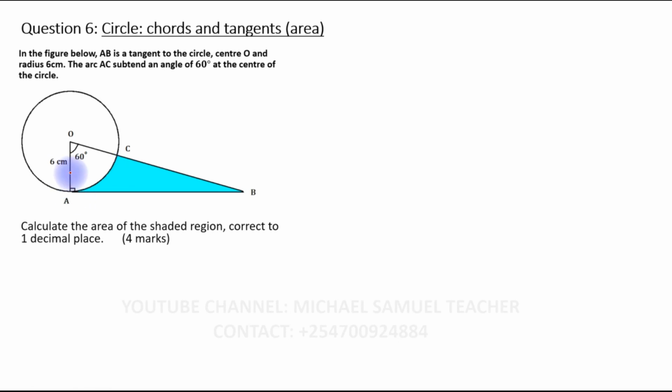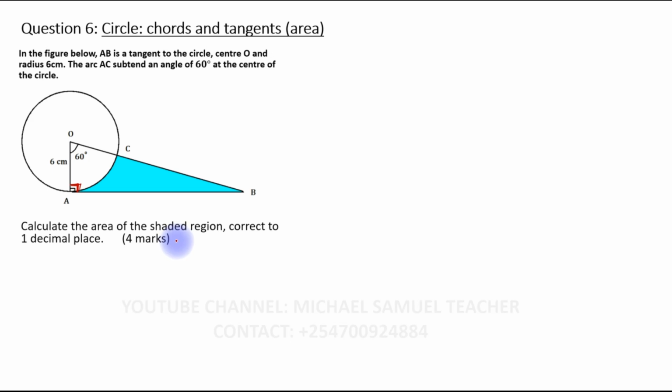So we have OR, meaning OA or OC, that is the radius, 6 centimeters, and AB meets the radius at a right angle. So this angle here is 90 degrees. If that is the case, and we also know this angle, we are required to find the area of the shaded region, correct to 1 decimal place.